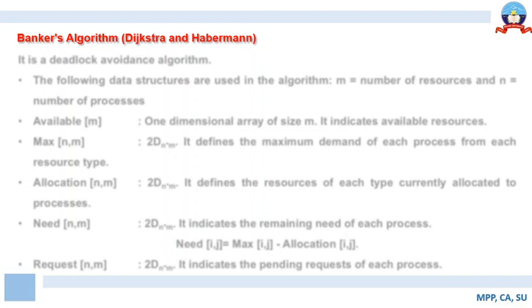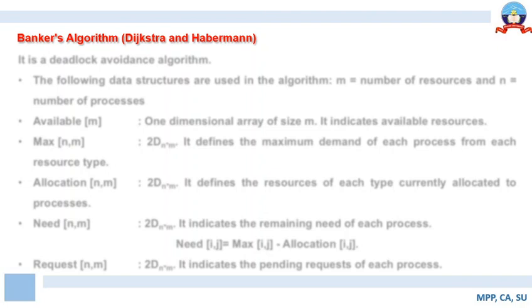Again, I'm repeating it. Dijkstra's-Bankes algorithm is a deadlock avoidance algorithm that aims at determining the allocation sequence of resources to the processes in a manner that the system does not enter into a state of deadlock.